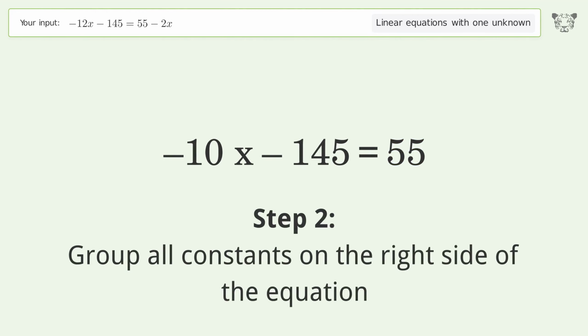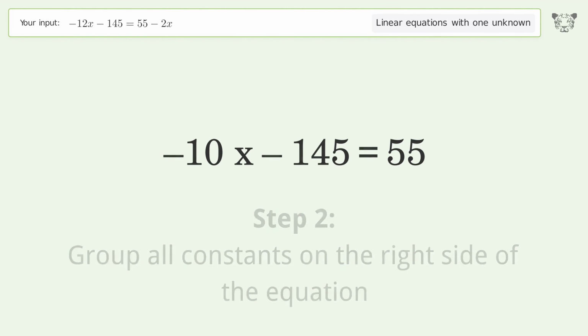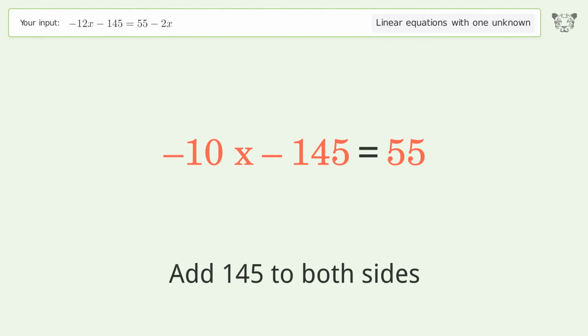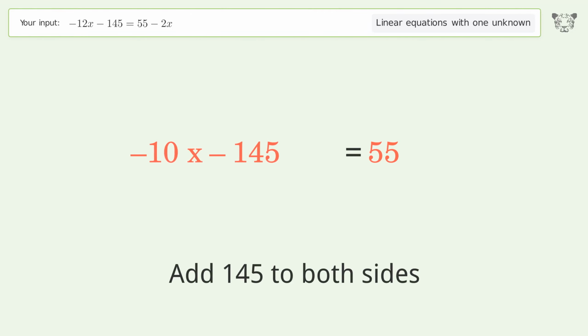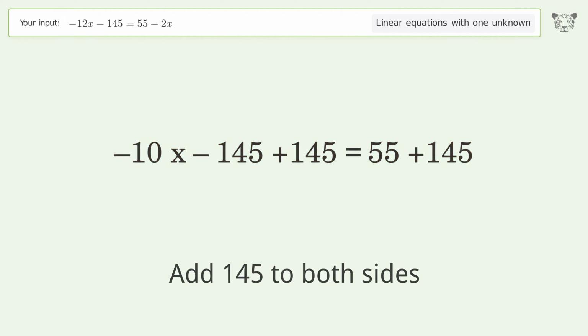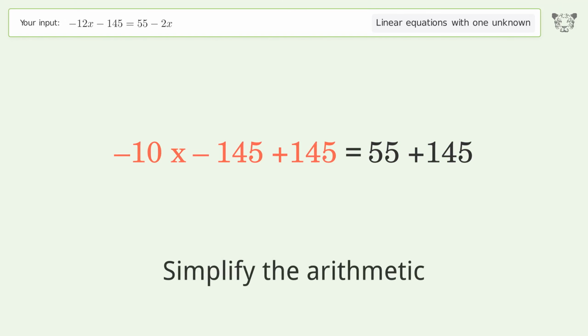Group all constants on the right side of the equation. Add 145 to both sides. Simplify the arithmetic.